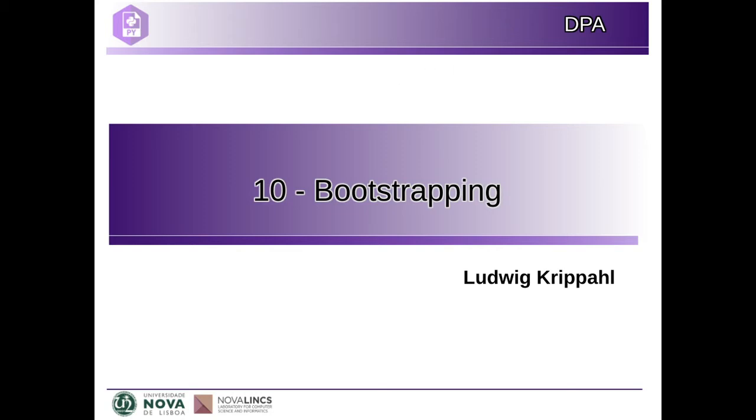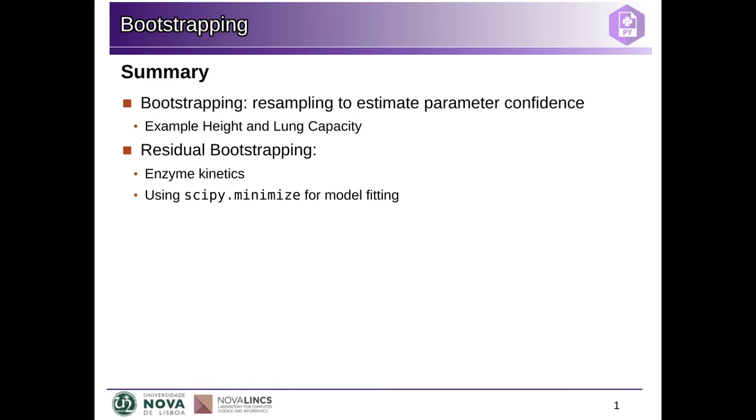So the general idea here is that bootstrapping is a resampling method that allows you to simulate, for whatever analysis you're doing, what would happen if you had a different data set. So we're going to look at first a simple example, comparing lung capacity or forced expiration volume, the volume of the lungs that you can expel when you really try to. And then I'm going to also talk about residual bootstrapping with enzyme kinetics. So these are slightly different techniques. They apply to different situations, but the basic idea is the same.